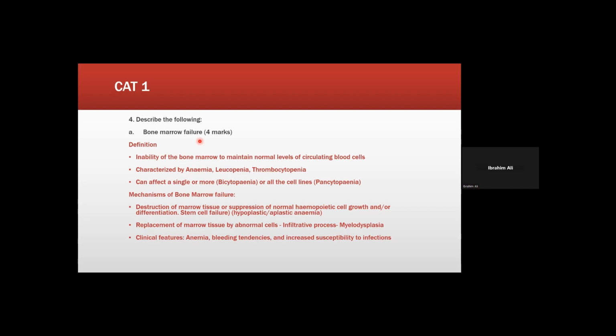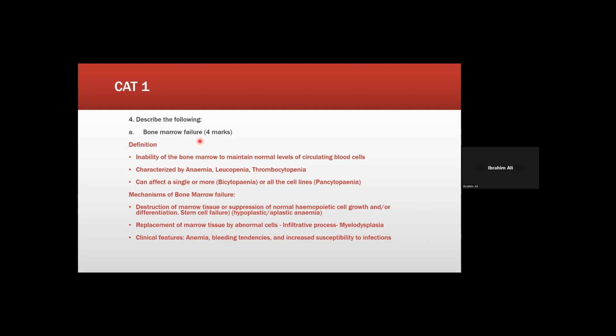Now when the bone marrow fails to make those blood lineages, that's when we say your bone marrow has failed. It is characterized by low RBCs, low WBCs, and low platelets. Low RBC gives anemia. Low WBC gives leukopenia. Low platelets give thrombocytopenia. In general, if you have low levels of all three, we call it pancytopenia.